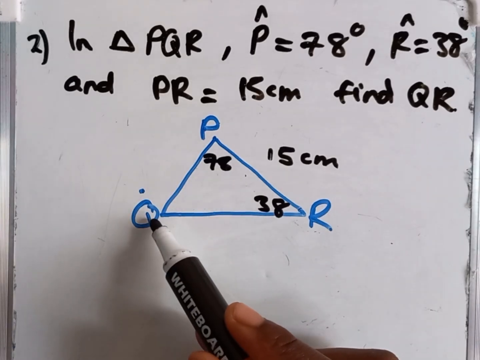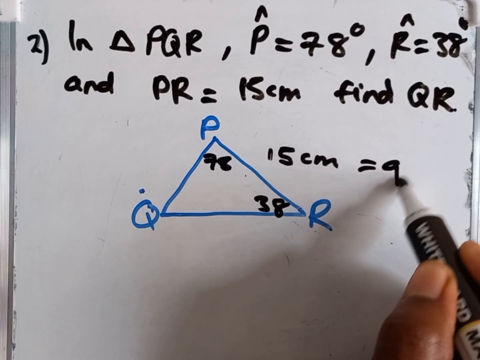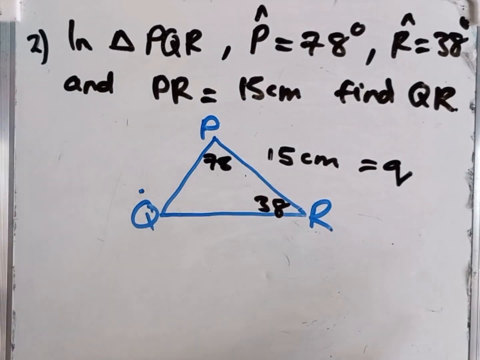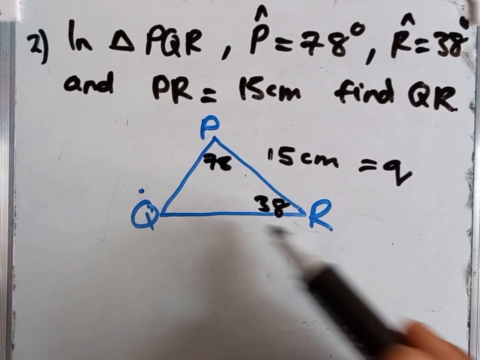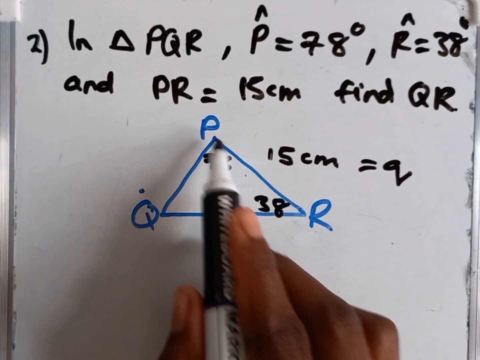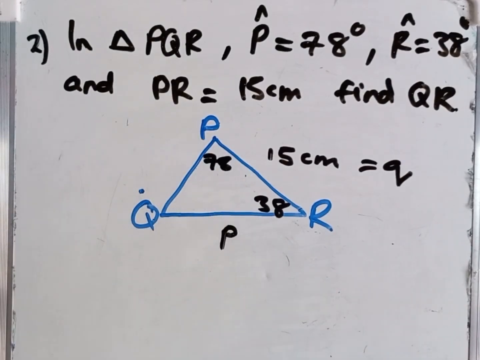So opposite to Q, we have our small letter q. So this side PR is also q. And we are instructed to find side QR, which is opposite to P, so it's a small letter p. So we want to find the value of p.